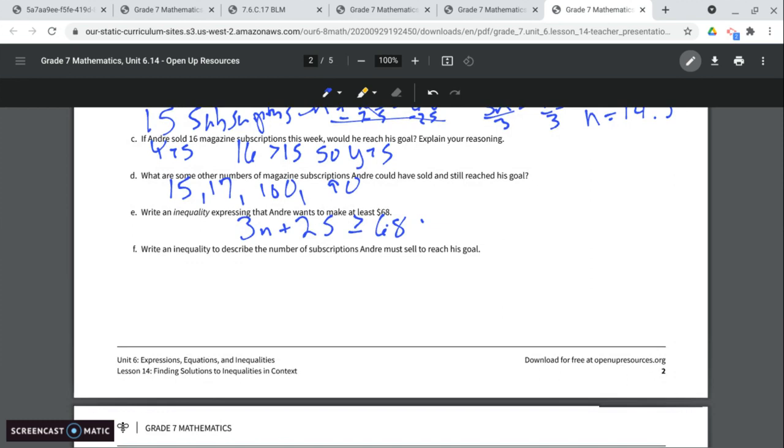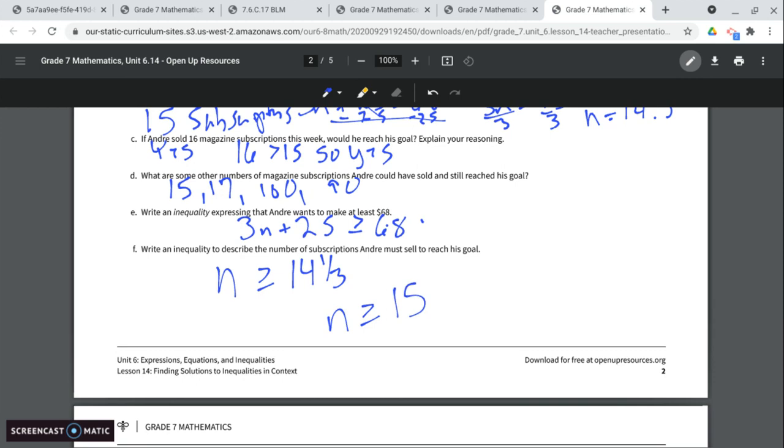Write an inequality to describe the number of subscriptions he must sell to reach his goal. So N is greater than or equal to 14 and 1/3, which we know he can't sell a third of a subscription. So N is greater than or equal to 15.